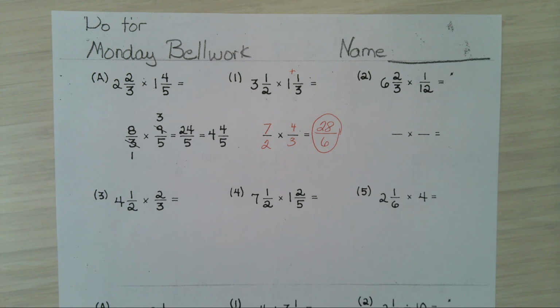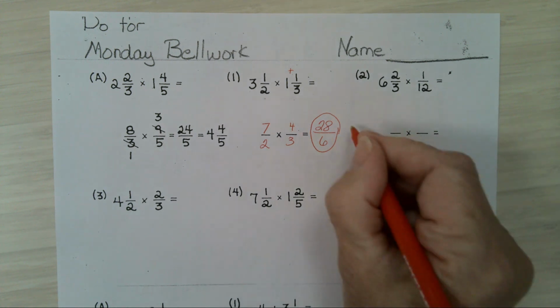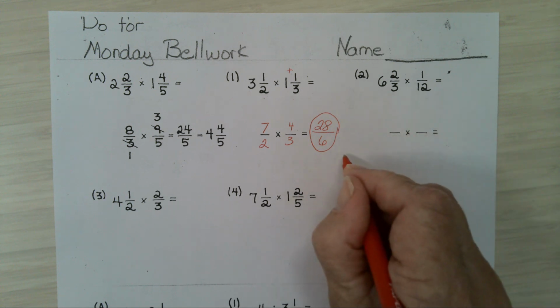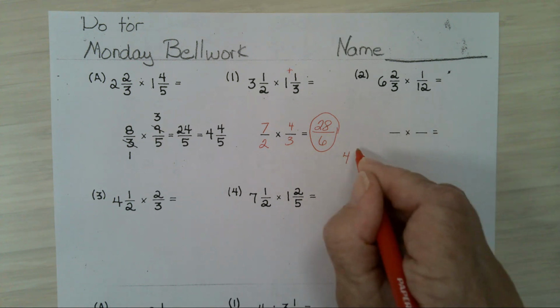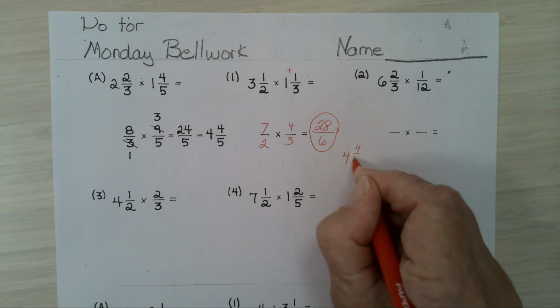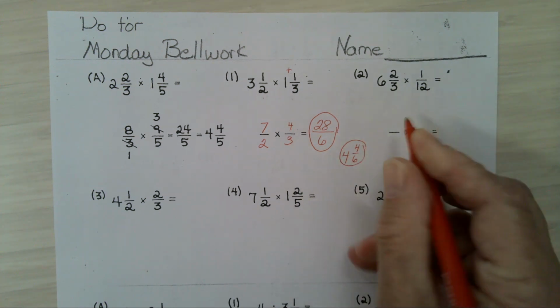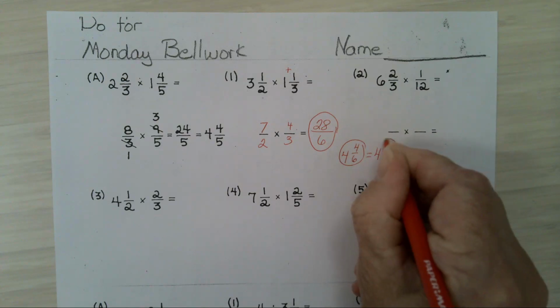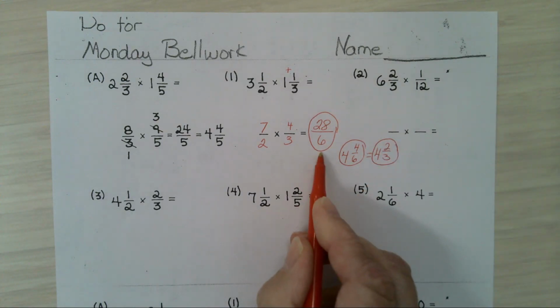Now, if you wanted to change it to a mixed number, you would divide. How many 6's are in a 28? 4. That's 24. Subtract, and you have 4 left. That would be an answer, and I know some of you would have had 4 2/3 as an answer. But 28/6 will be fine.